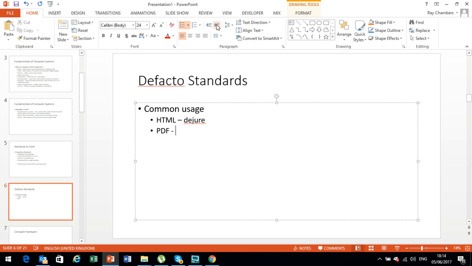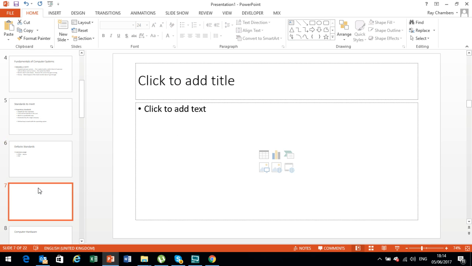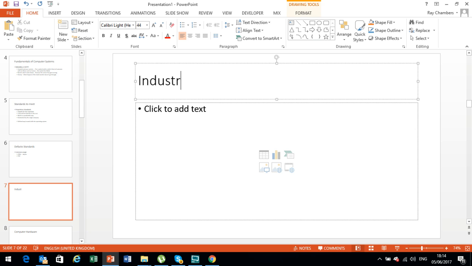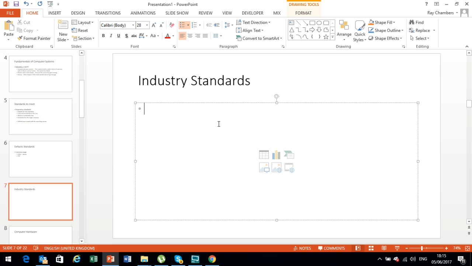Now, there are also industry standards. Industry standards are standards that are used across the industry. For example, if you've got a computer system, if you want to put something onto another computer, from one computer system to another, you can use USB, you can use CD-ROM. These are basically devices that they run across different devices now. Alright, so there are a number of different types of devices in there.